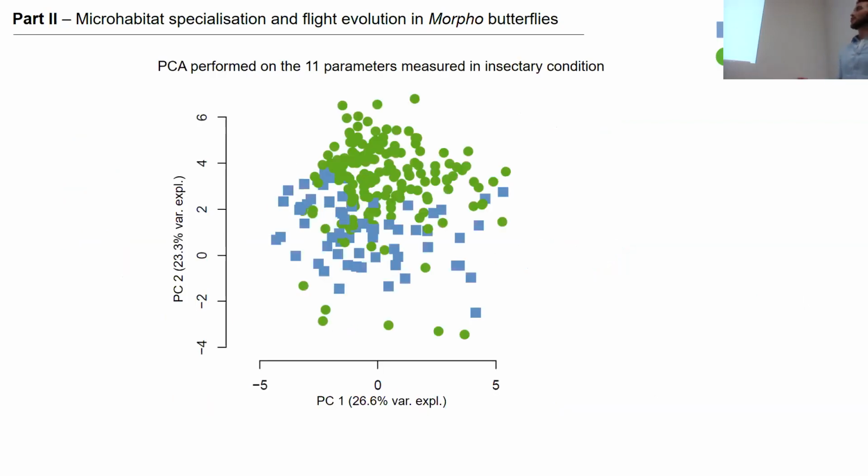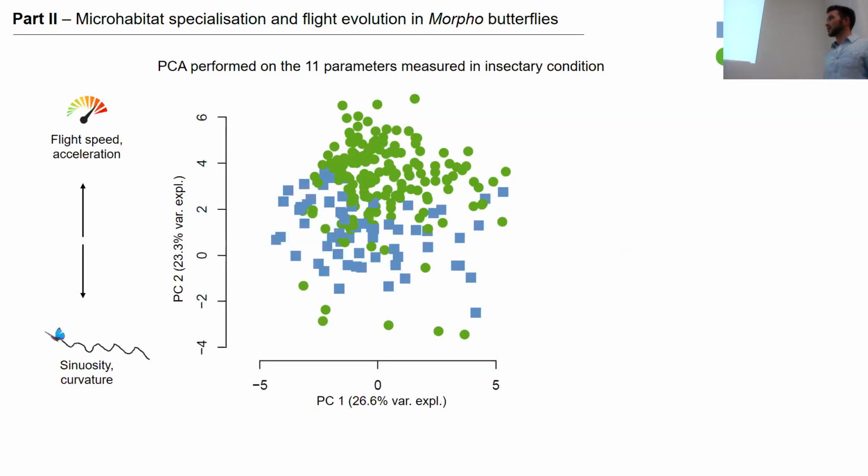Here is the result of a PCA. So this cloud of points summarizes variation in all the flight parameters I measured in the insectary. Each point is a different trail, and canopy are in blue, understory in green. And you can see that the two clouds of points are relatively well separated, suggesting a notable difference in flight behavior. What is this difference?